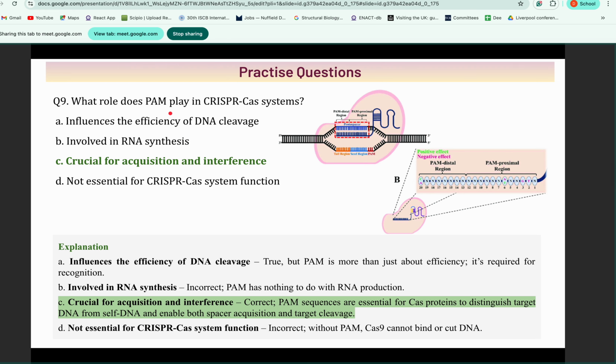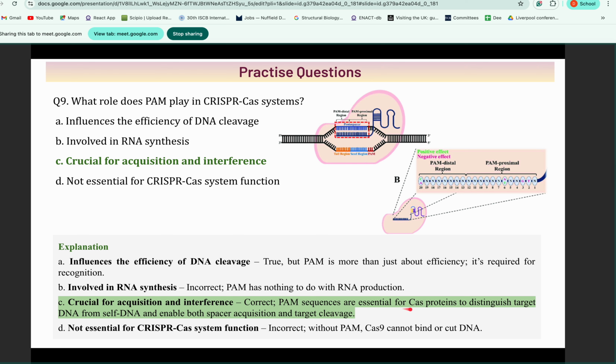Okay, now let's see the answer. The right answer is option C. That means this PAM is crucial for the acquisition and interference. The first option was that it influences the efficiency of DNA cleavage. It has nothing to do with the efficiency, because it is more than just about efficiency. It is required for recognition, because below it the Cas9 cleaves. And being involved in RNA synthesis is completely wrong.